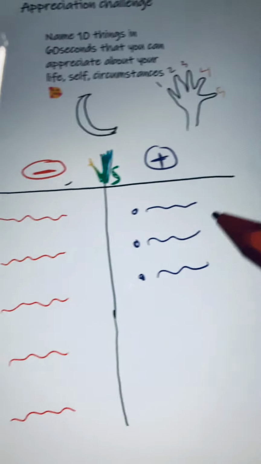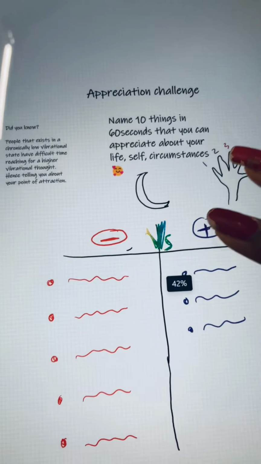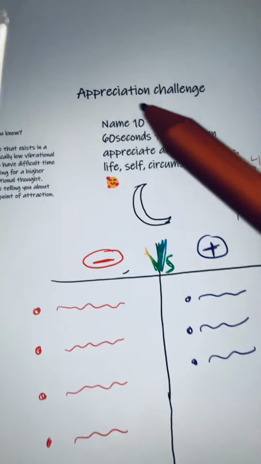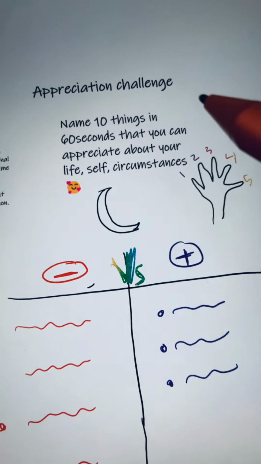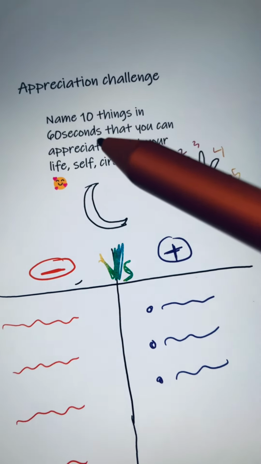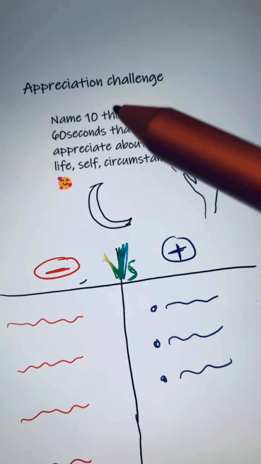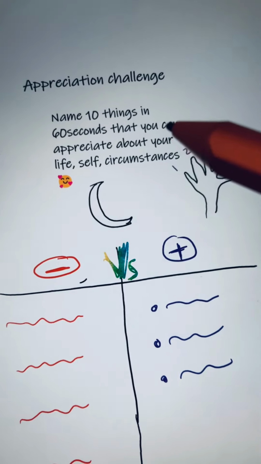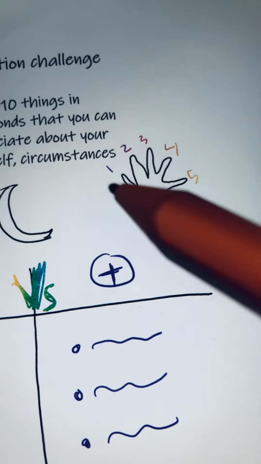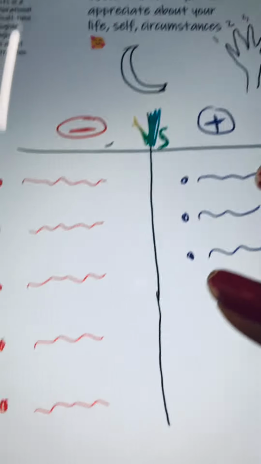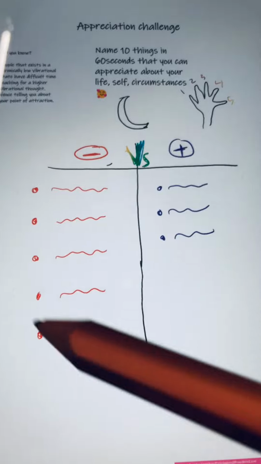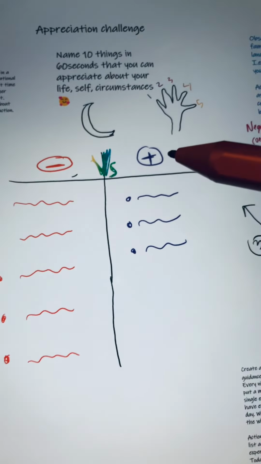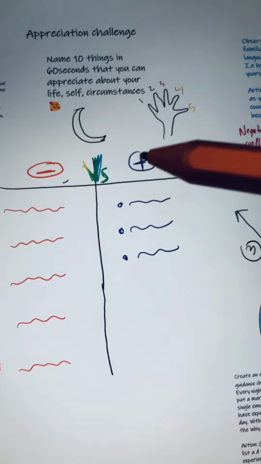Option number 3, to figure out what your point of attraction is or what kind of vibration you're putting out in the universe, is to do the appreciation challenge. Basically, you want to take about 60 seconds to name 10 things that you appreciate about your life, your day, yourself, and your circumstances. You can count your fingers to help you do so, or you can create a chart like this with one column the negatives and the other column the positive, the things that you appreciate.